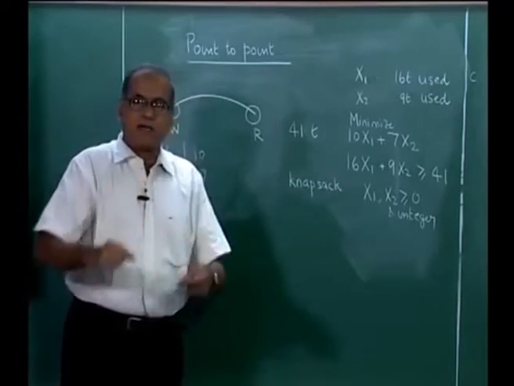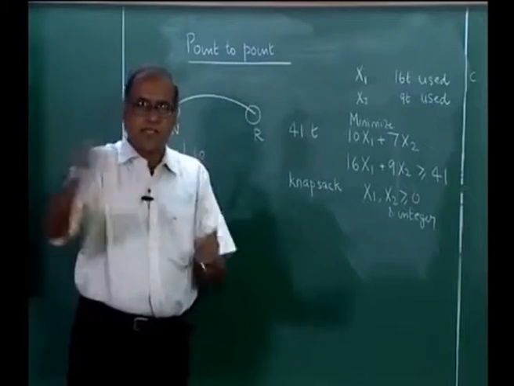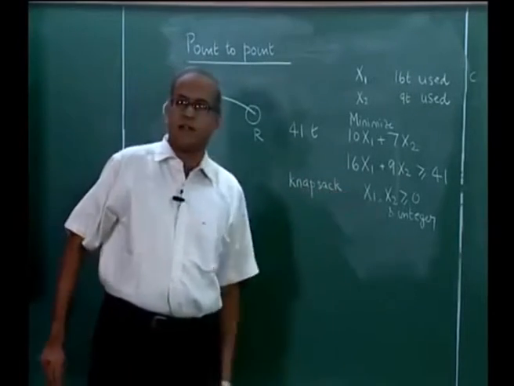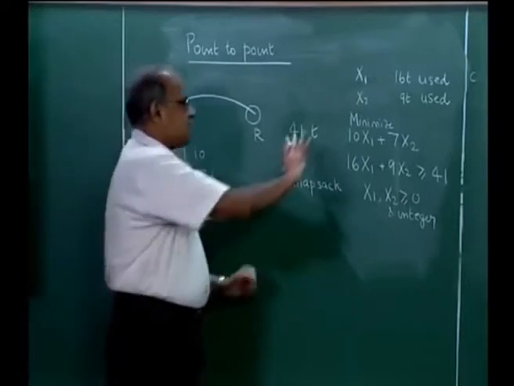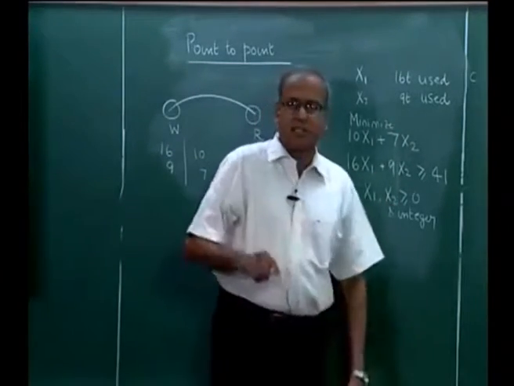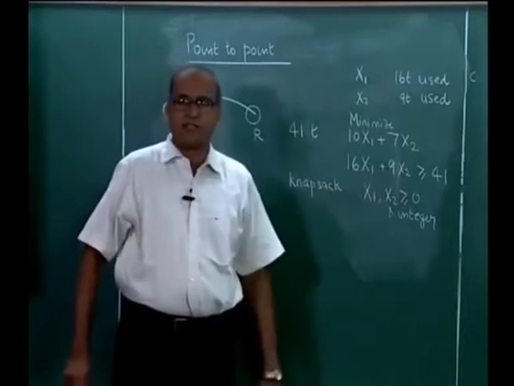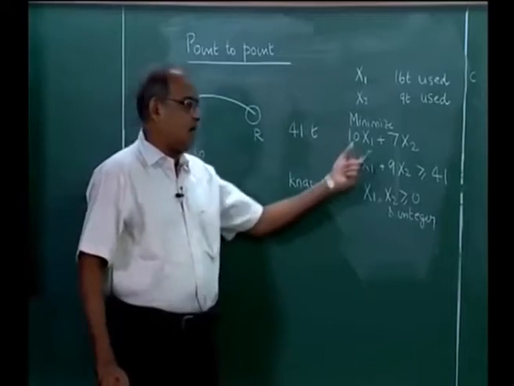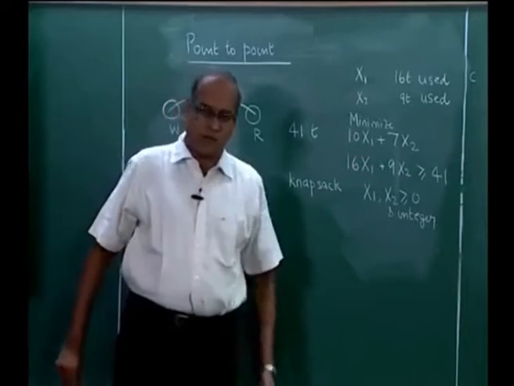The standard single constraint knapsack problem is a maximization problem with a less than or equal to constraint and variables greater than or equal to 0. Now, this version of the knapsack problem is a minimization problem with a greater than or equal to constraint. Nevertheless, it is also a knapsack problem. So, one need not look at it as a different problem.